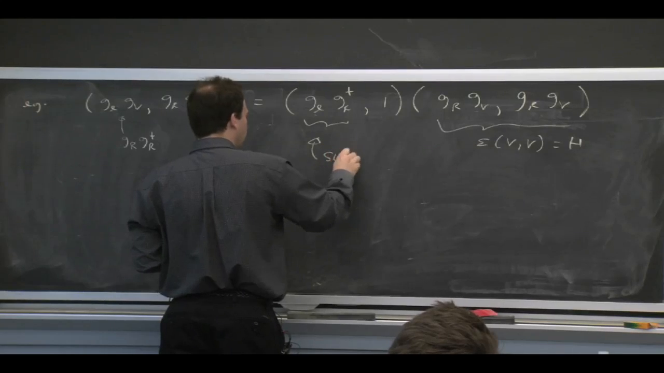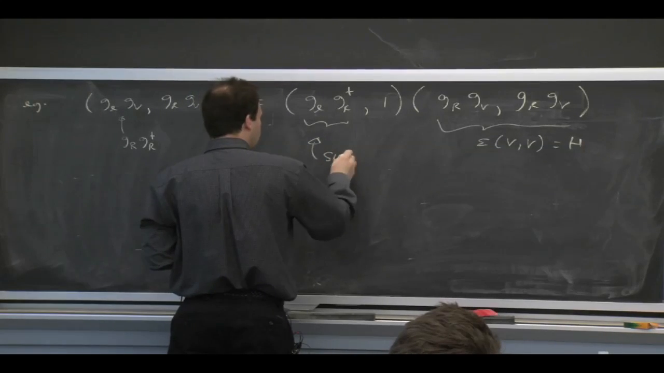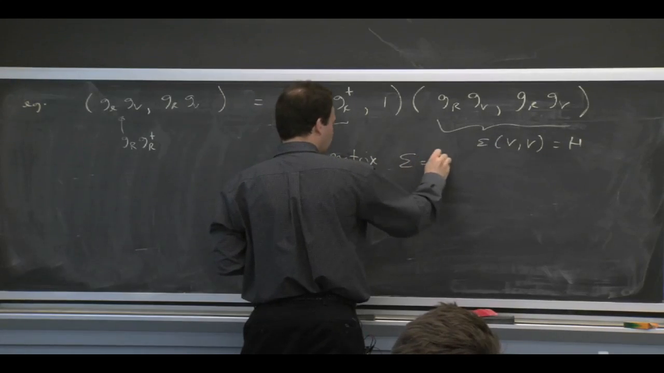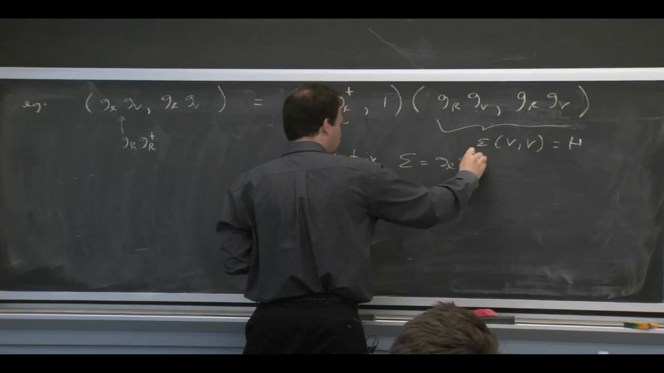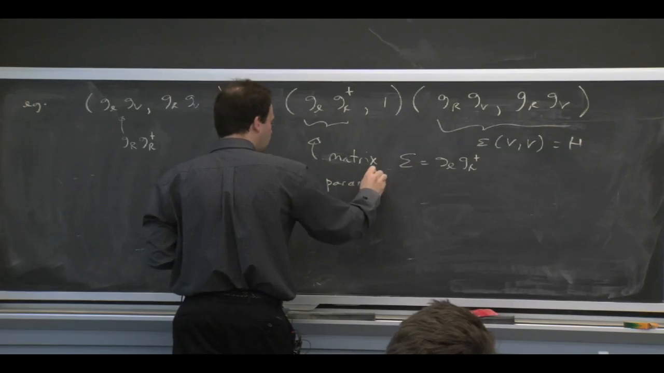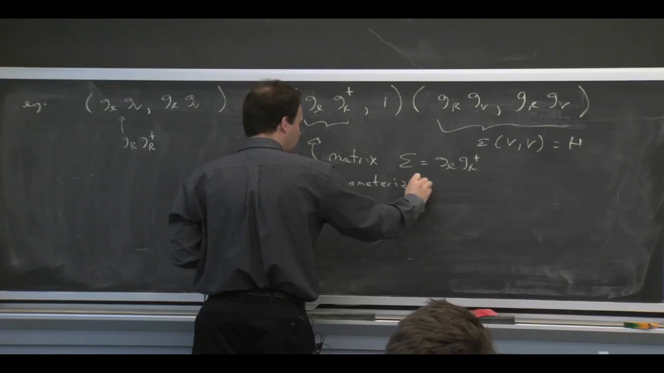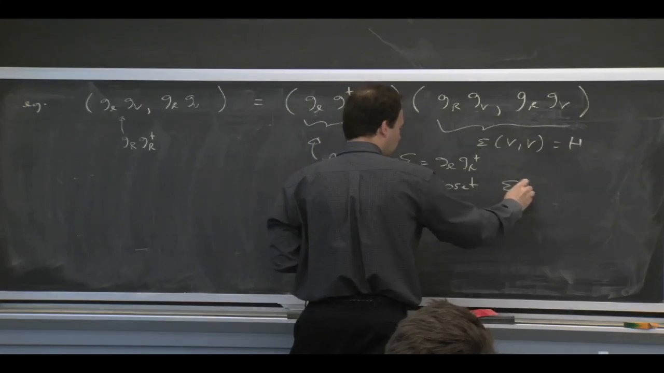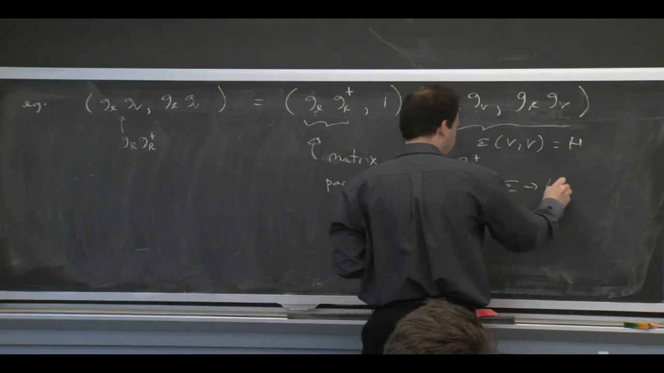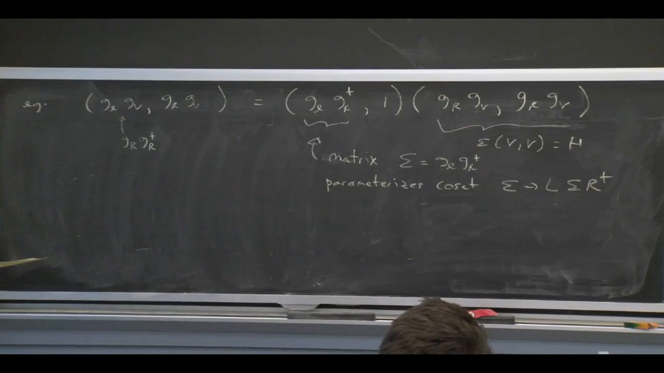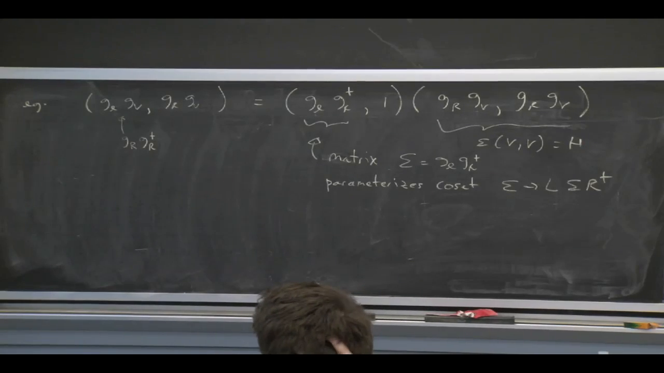So this is a matrix that's parameterizing the coset, and transforms in the way that we said. Okay, so that's the idea behind what the sigma field is doing.